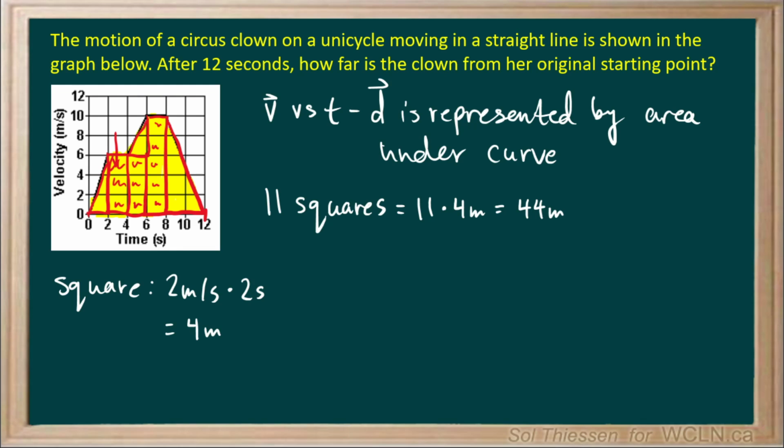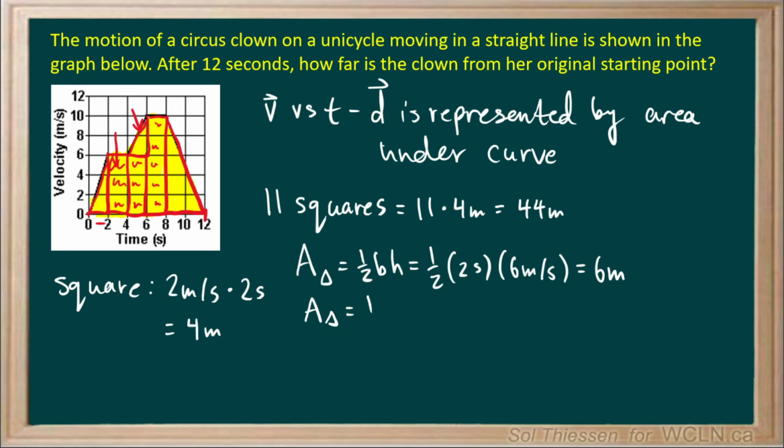So starting with the triangle on the far left here, we know that the area of a triangle is 1/2 base times height. We see that the base is 2 seconds, so from 0 to 2 seconds is 2 seconds. We see that the height is 6 meters per second. And so the area is 6 meters.